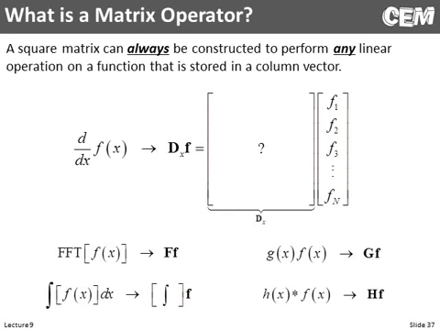So that includes Fourier transforms, point-by-point multiplications, convolutions, integrations, Laplace transforms, anything you can think of. There's always a way I can construct a square matrix that we can multiply a column vector by so that we get a new column vector that, if you plotted it, would look like the function with that operation performed on it. So that's a matrix operator.